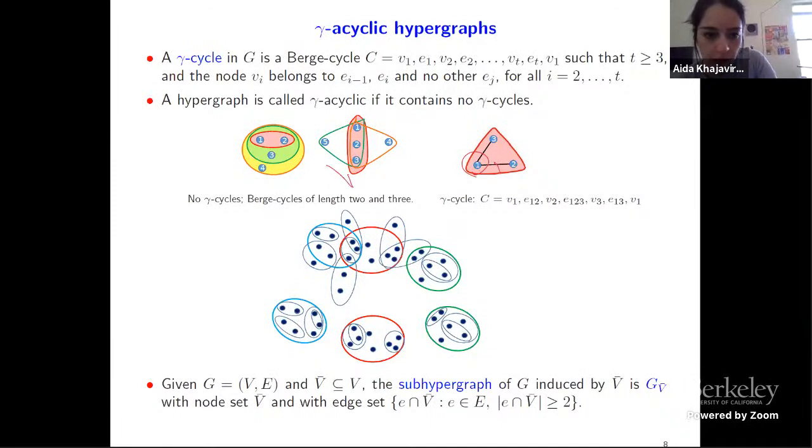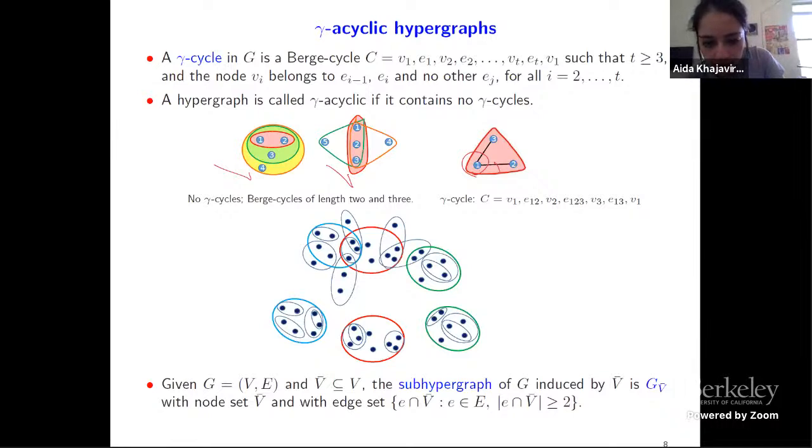So here are two examples. These are gamma acyclic, but you can see Berge cycles of length 2 and 3 there. Okay, here is another example of a gamma acyclic hypergraph. Now we can see, for example, in the intersections, I can have more than a node, so it can have a more complex structure, but still a gamma acyclic hypergraph has a very particular property that makes it very attractive to us, and that's the following.